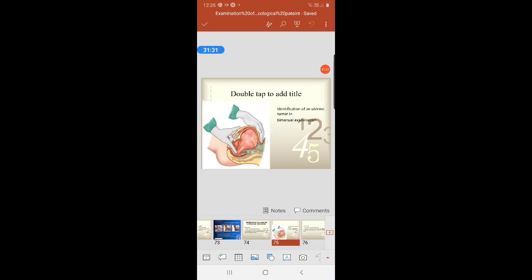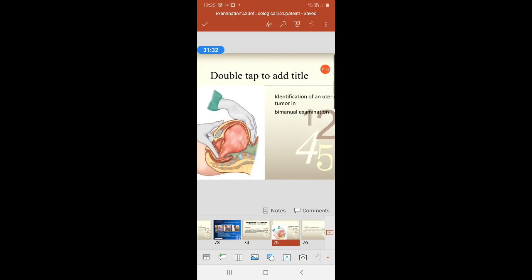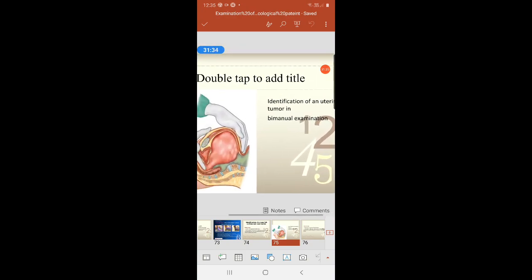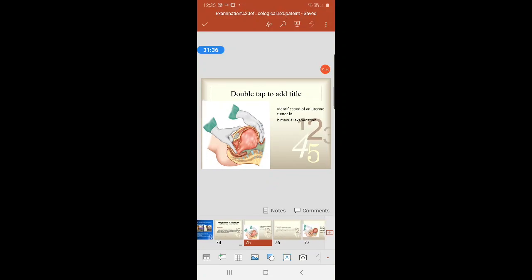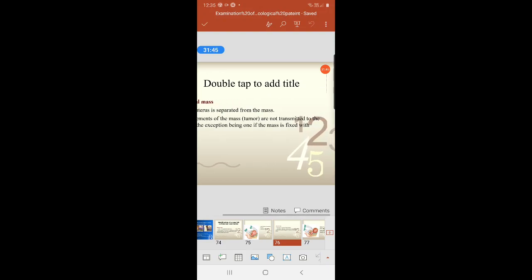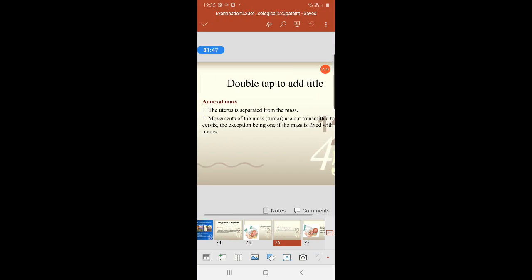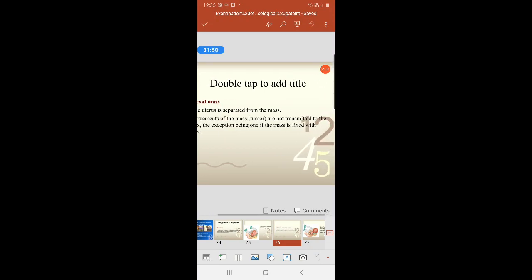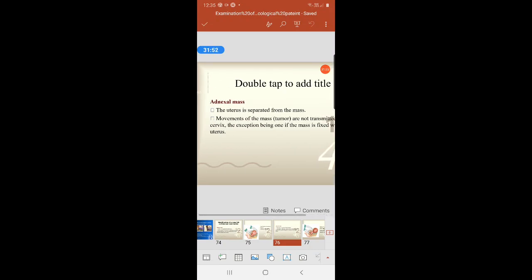See here the method of identification of a uterine tumor in the bimanual examination. This is the adnexal mass. How to differentiate? The uterus is separated from the mass if it is from the adnexae. Movement of a mass or tumor is not transmitted to the cervix, the exception being if the mass is fixed with the uterus.